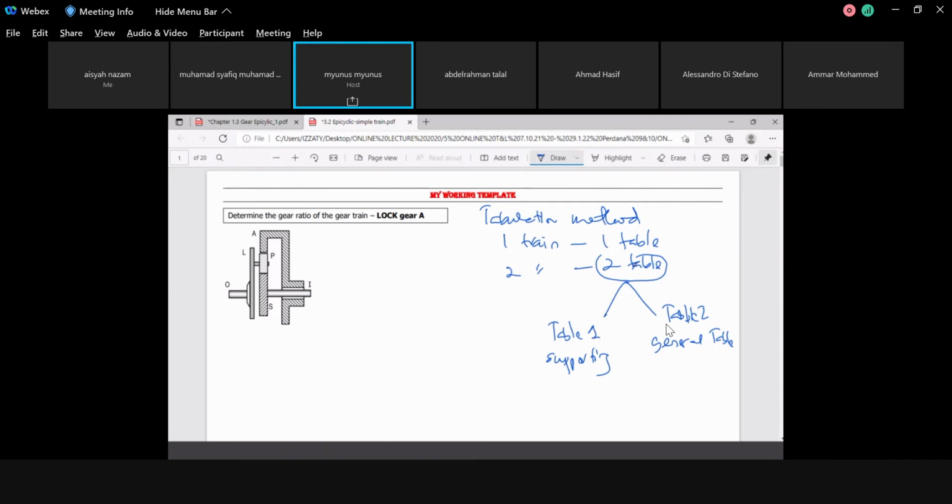Why supporting table? Because table one is typically train one, or we do not know. For the general table, train one and two, or sometimes we call this one the whole train. So you have table one at train one and train two. Which train are you going to start with? I will let you know later on, not now, yeah? Because now, let's think about one train. The simplest one is one train, one table.